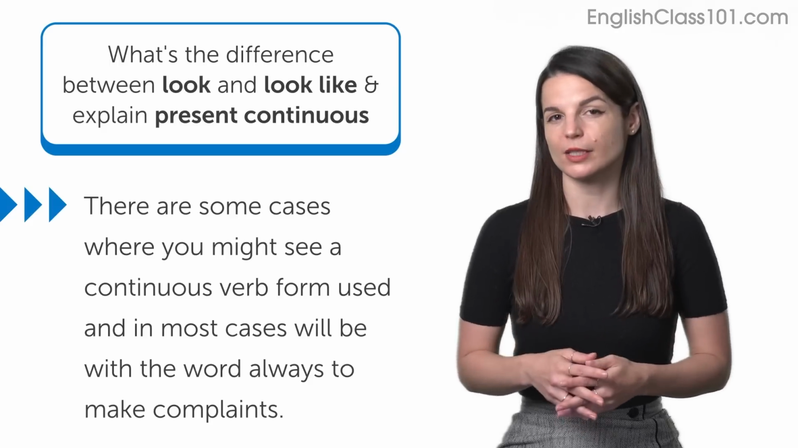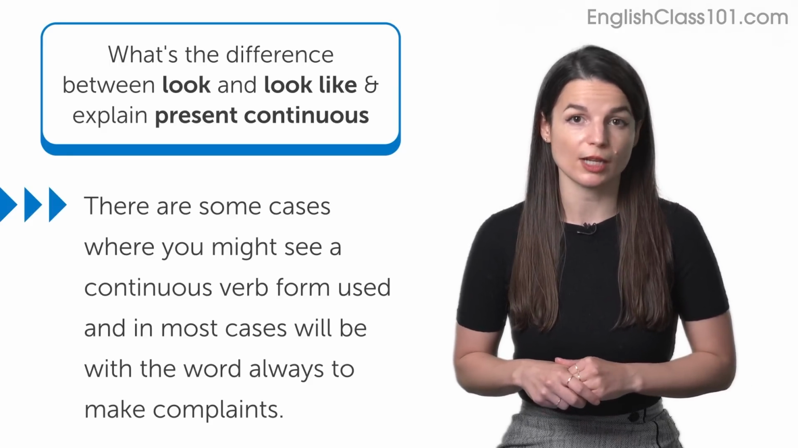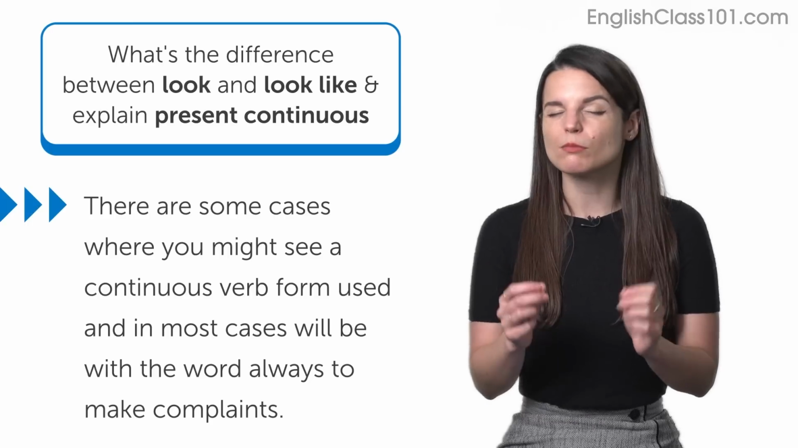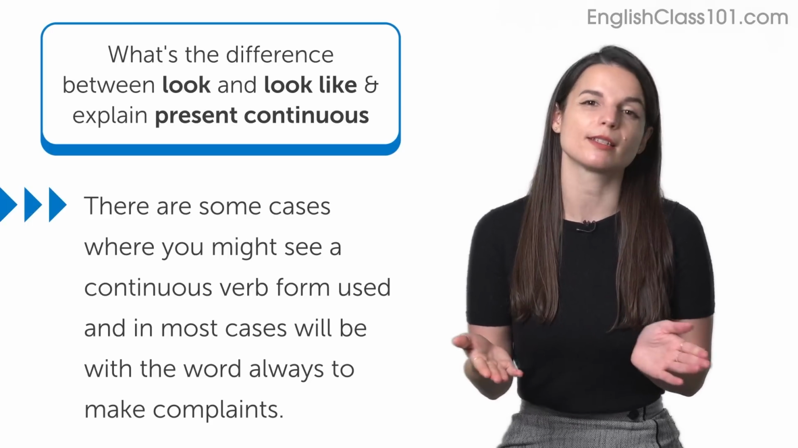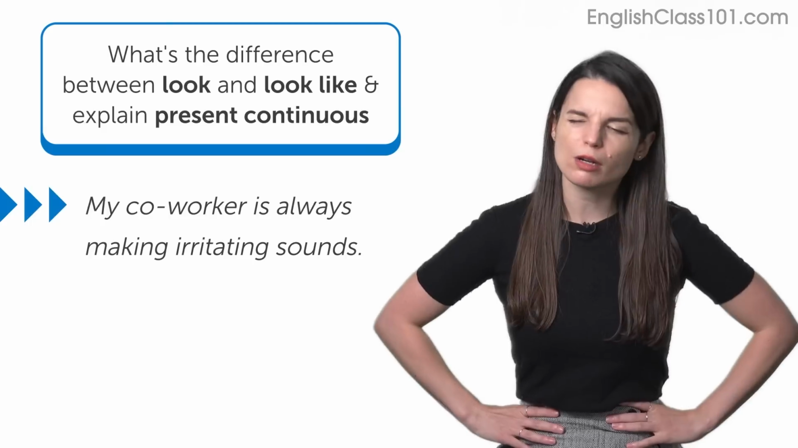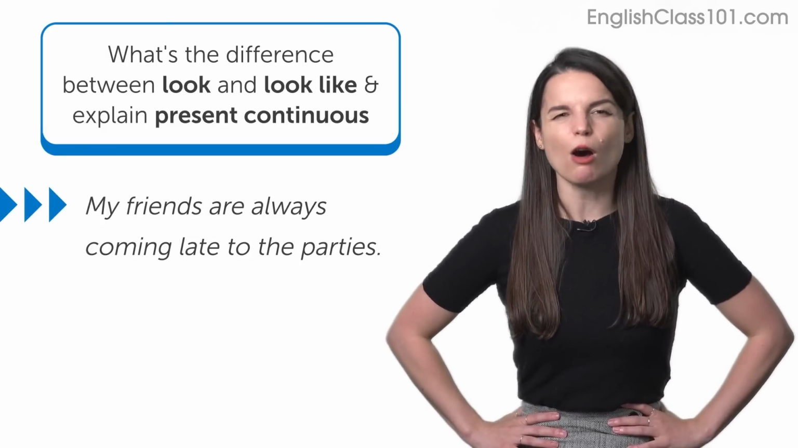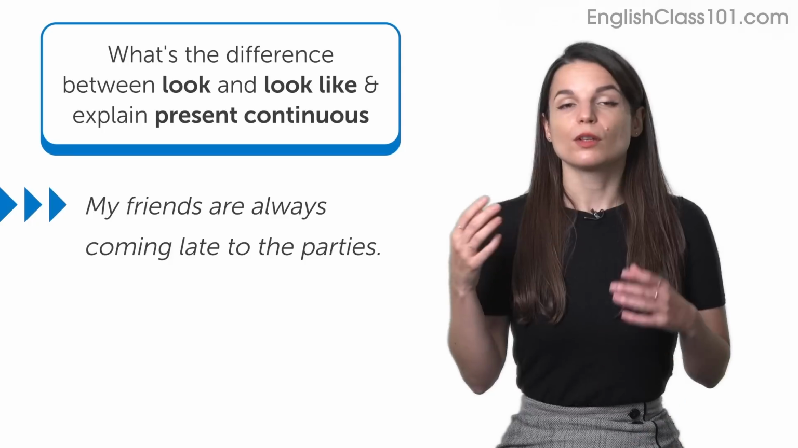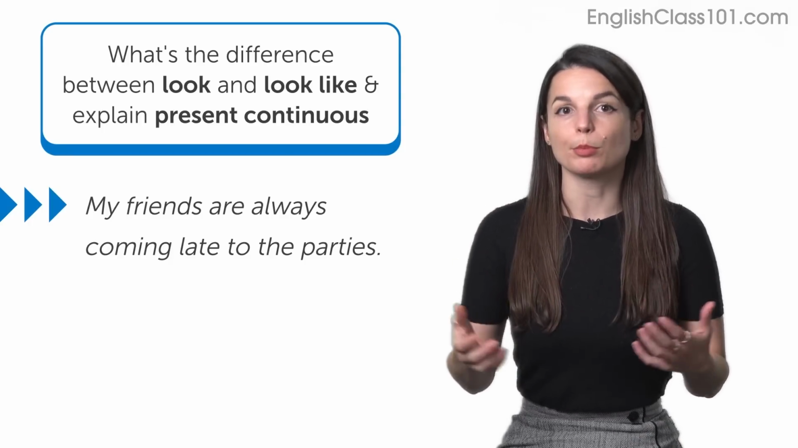There are some situations where you may see a continuous verb form used, however, and we'll probably see this most of the time when we use always to make complaints. So what does this look like? For example, my coworker is always making irritating sounds. Or my friends are always coming late to the parties. So we use this always plus the ing verb form to make complaints sometimes.